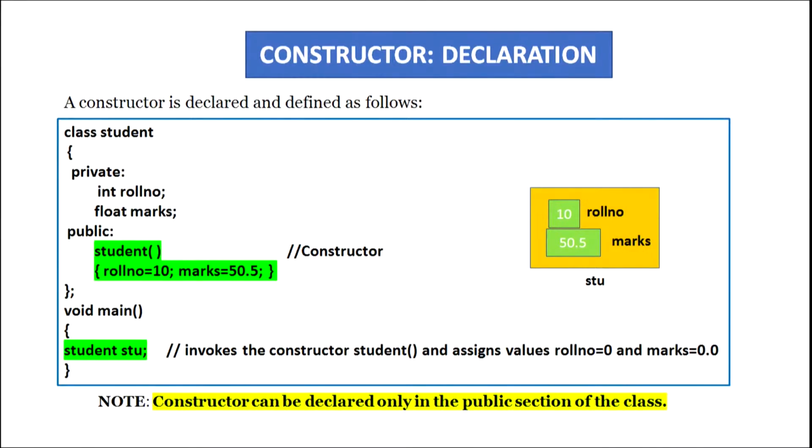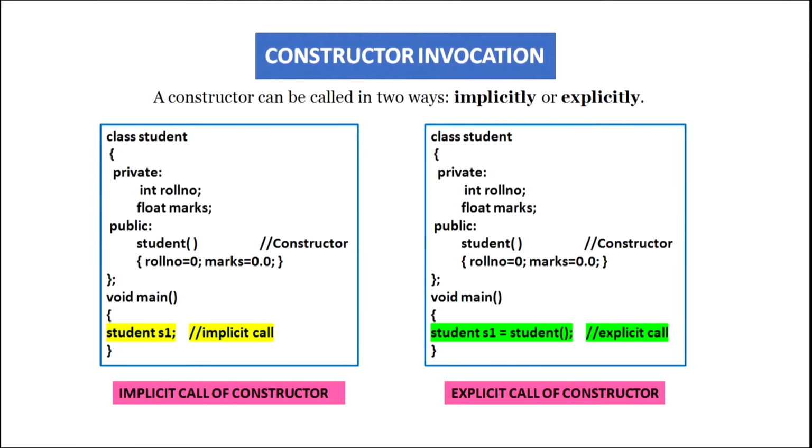It is very essential to note that constructors should be declared in the public section of the class, and if they are declared in the private section, then the object won't be able to access or invoke it. Constructor invocation. A constructor can be called in two ways, implicitly or explicitly. Let us understand it with the help of an example.